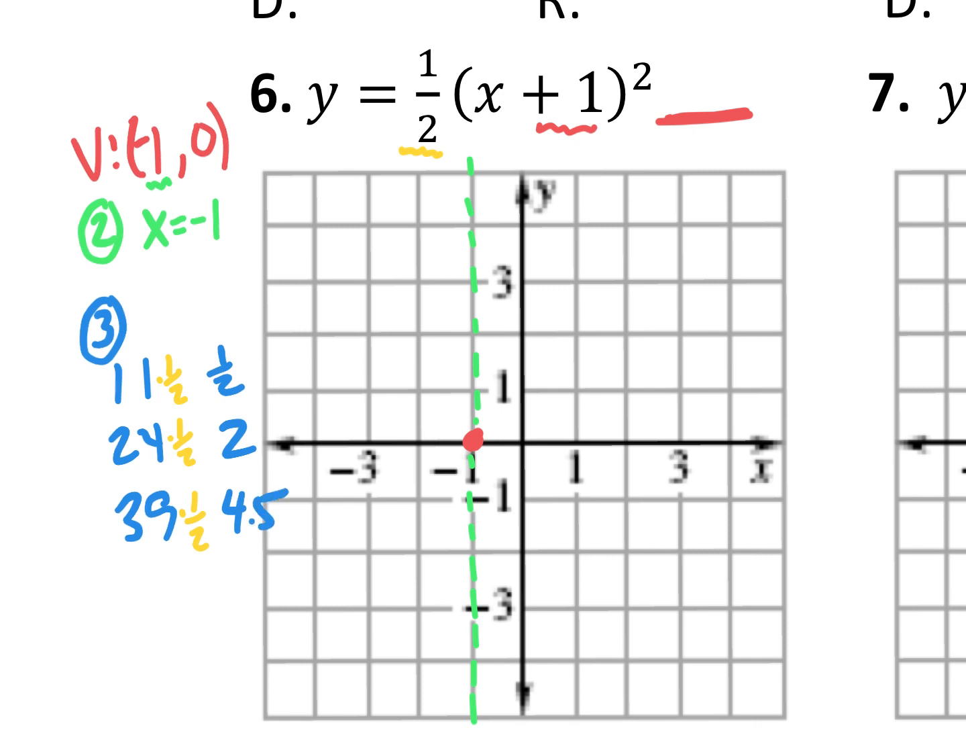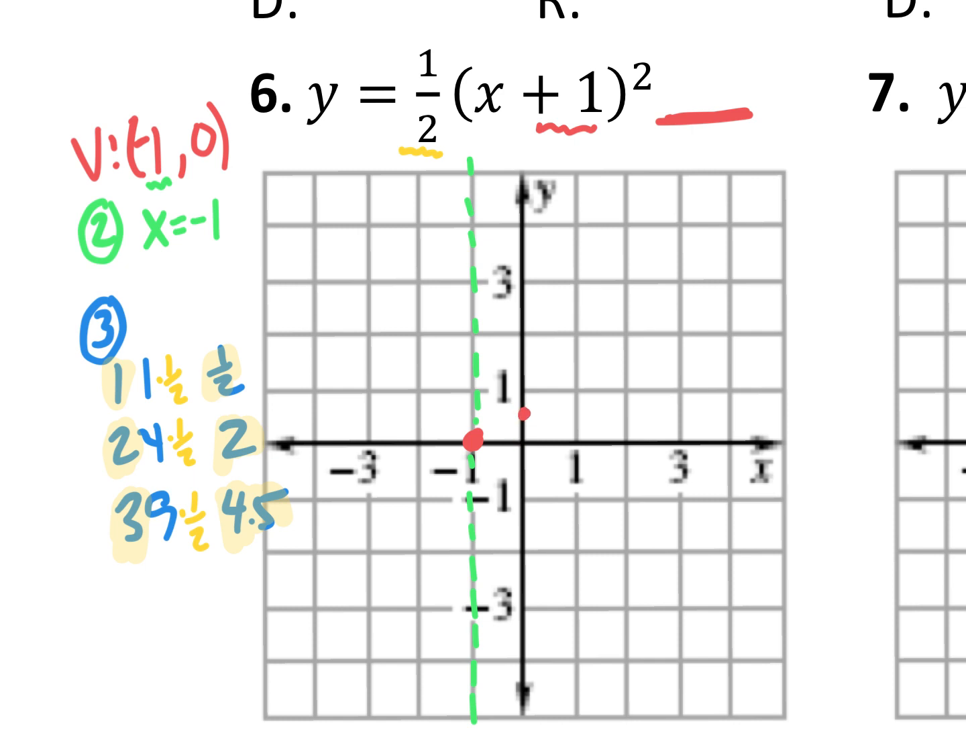So our new modified pattern is 1, 1/2. 2 to the side, 2 up. 3 to the side, 4.5 up. So if we go with that new pattern, 1 to the side and halfway up, you'd be right there.